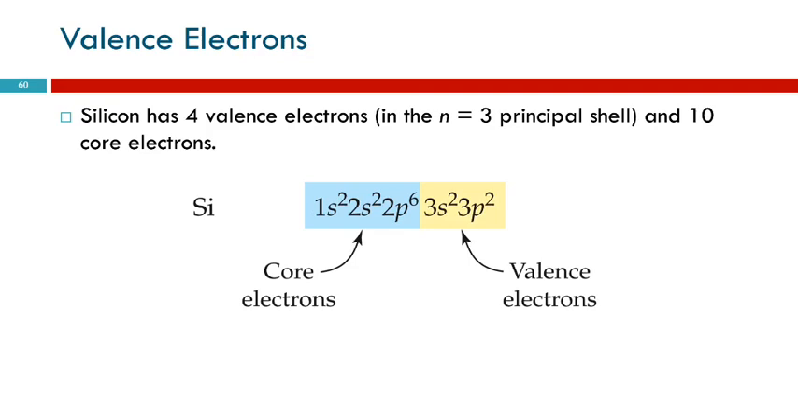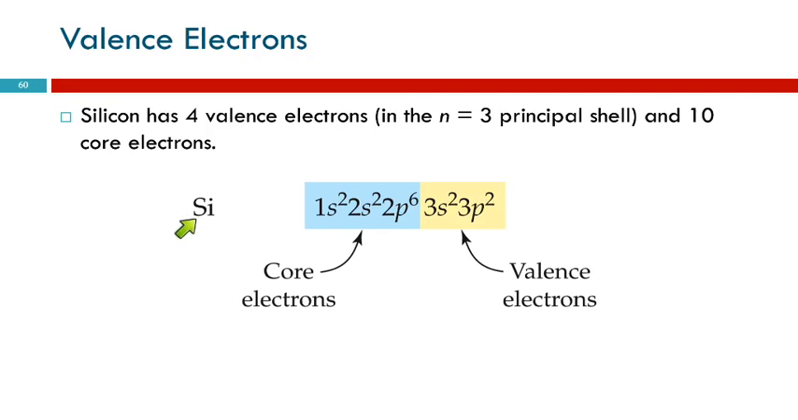So all of the electrons in the third level are considered valence electrons. So the 3s2 and the 3p2. So there's a total of 4 valence electrons here. Do you see that? In the blue here, these are core electrons. They are staying on lower floors in the hotel.